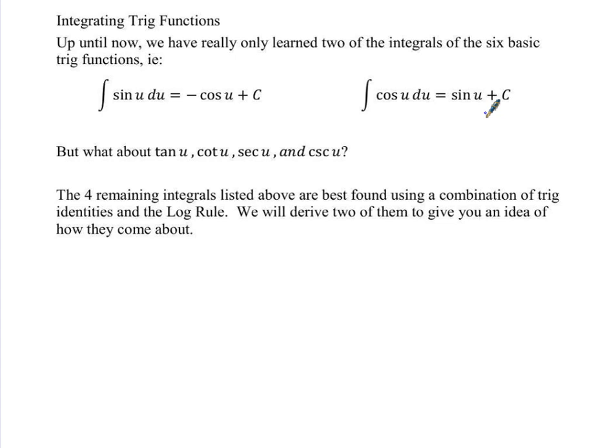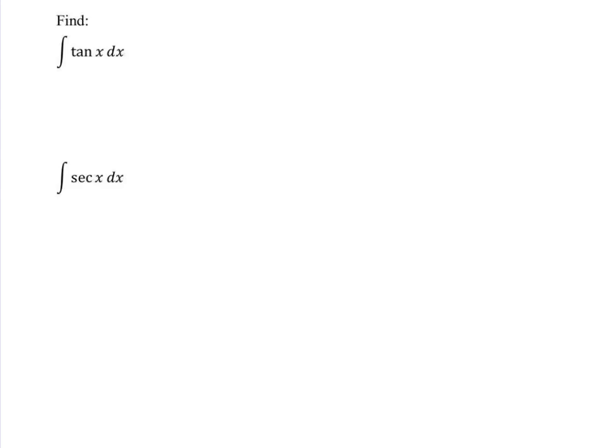But what about the other ones? Tangent, cotangent, secant, cosecant. We haven't talked at all about those. The four remaining integrals are best found using the log rule, not the front of your book just yet. We're going to learn two of them and show you how they come about. The others are in the book for you, and the front cover would be the best place to go for that. One of them's easy, one of them's not quite so easy.